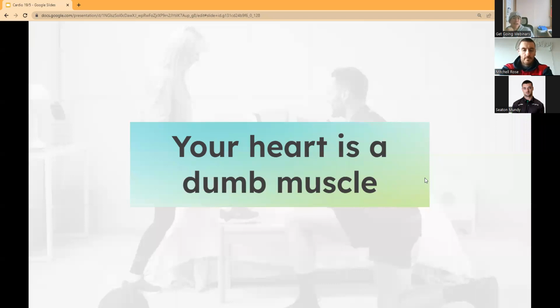So in terms of cardio, the easiest way I like to describe it is your heart is a dumb muscle. It will beat faster or slower depending on the intensity you're working at. It will beat faster if your body is doing some sort of physical activity where you need more nutrients or blood supply, and it will beat slower if your body doesn't require as much blood supply or nutrients.